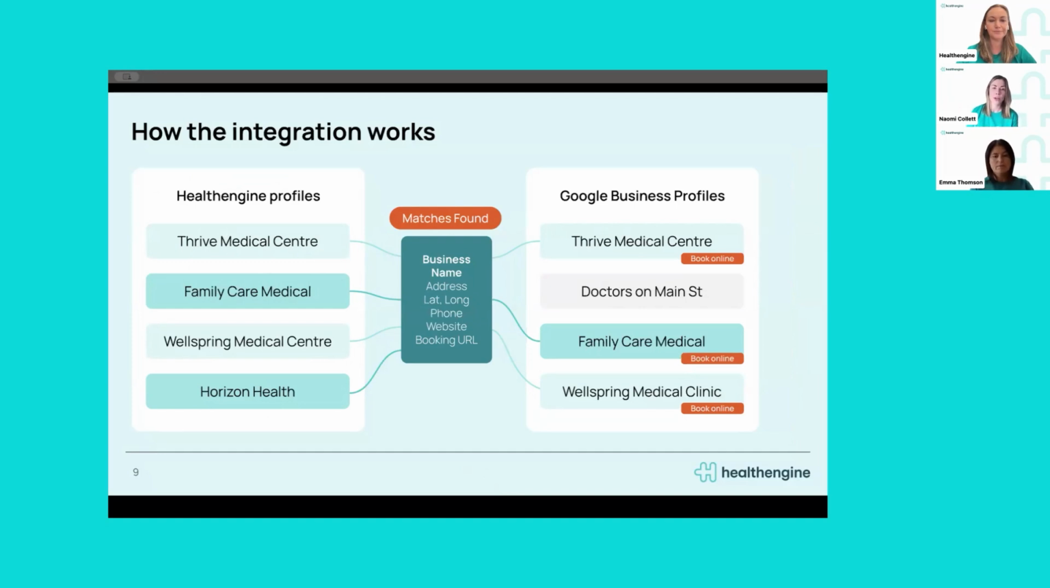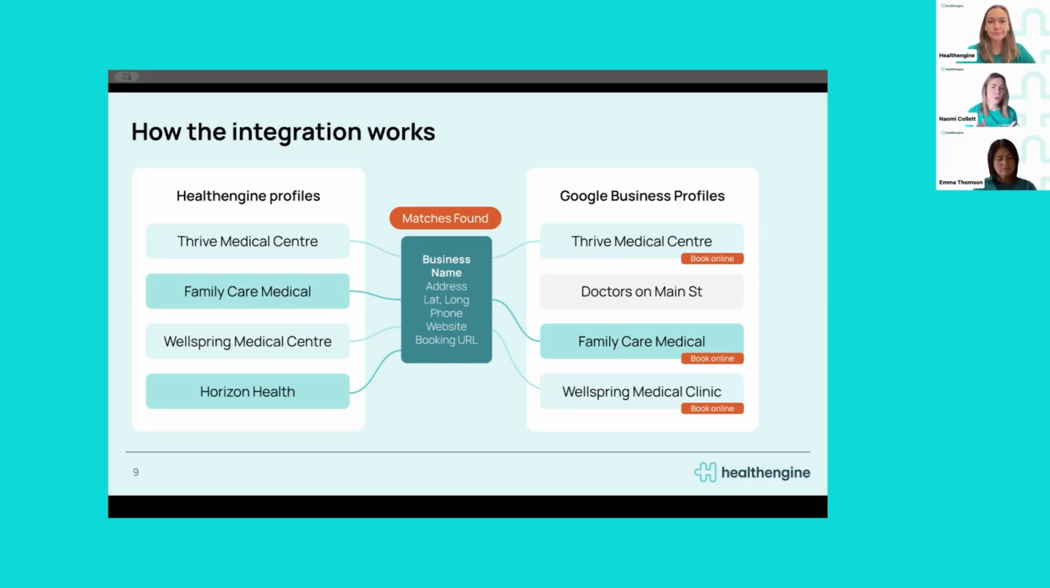And so effectively, the way this works is that we will send a package of all of our practices that can take bookings on Healthengine through to Google. Google matches it on their side. And then if they find a match, they put a book online button on the Google Business profile. So this is not something you can actually manage yourself through the Google profile.